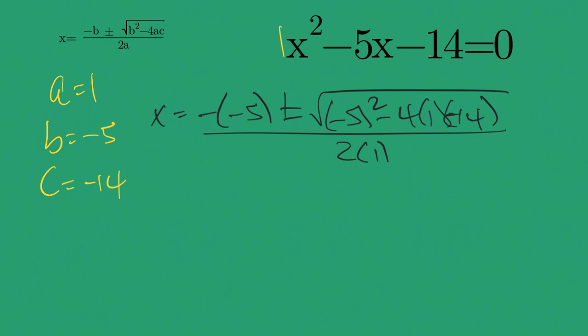So right here, what happens to minus a negative? Minus a -5 becomes +5. So that is a +5 right there. Plus or minus. What is -5 squared? What's -5 times -5? Positive 25. Guys, right there, that term will always be positive. Because you're squaring that term, it doesn't matter if it's positive or negative, it's going to be positive.